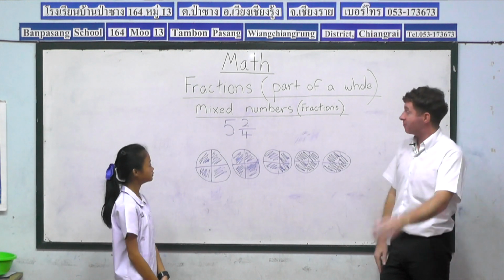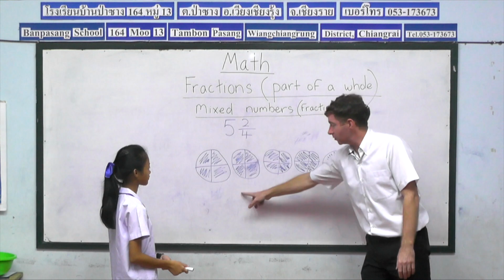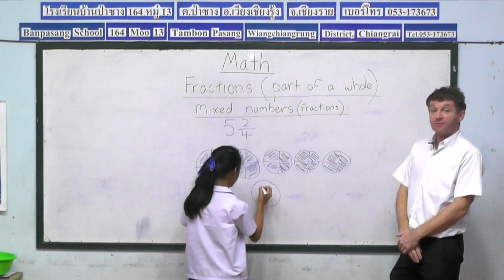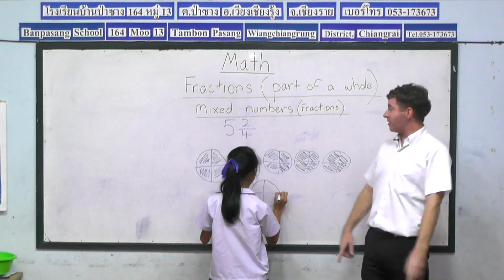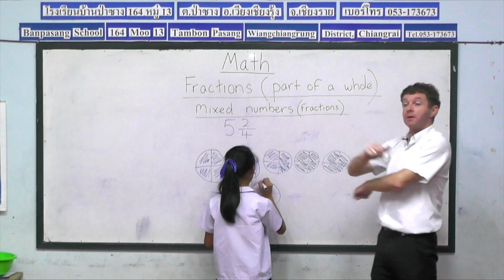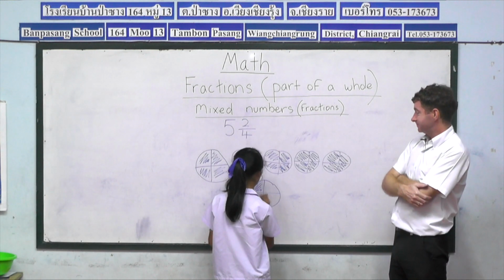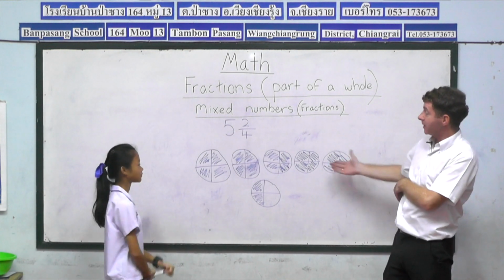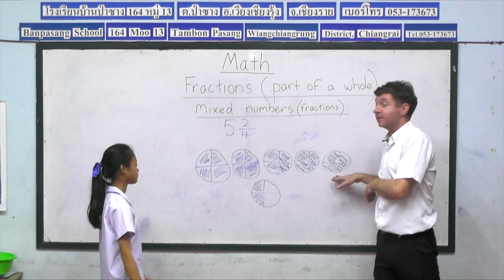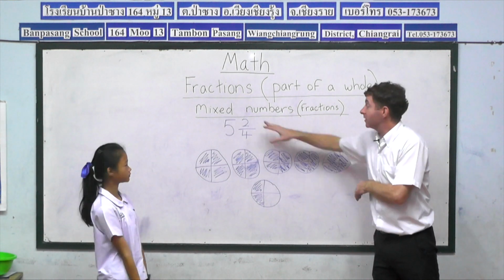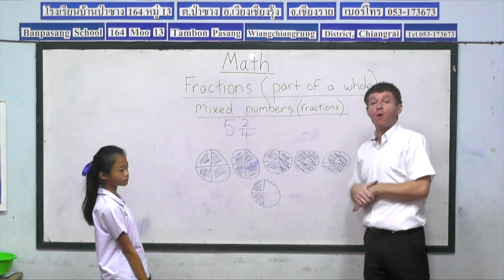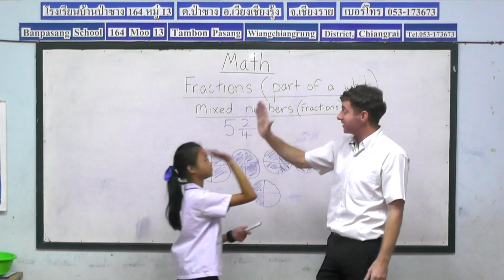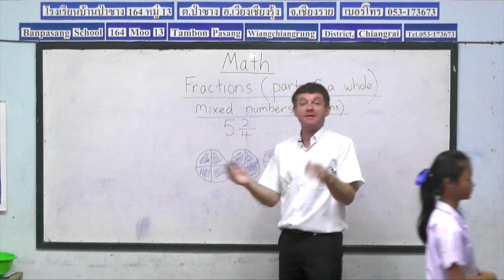Now it's time for our fraction. We need another circle, so you can do your fraction here. 4 parts again, but this time with the fraction, we need 2 parts in blue. Excellent, Dawn. So you see, now our mixed number, 5 with 2/4. And this is how we do mixed numbers. Dawn, that was brilliant. High five. Big round of applause for Dawn, please, guys.